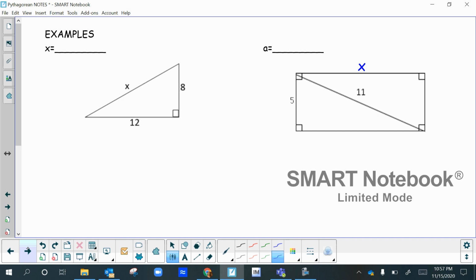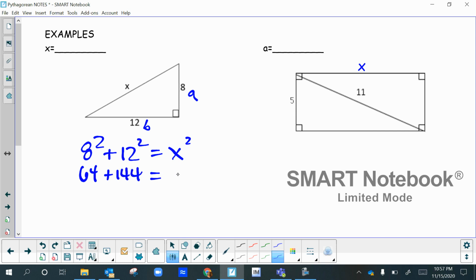Okay, so let's try some examples here. So if I'm going to solve for x, I'm going to use my Pythagorean theorem. I can let that be a and that be b. So it'll be 8 squared plus 12 squared equals x squared, or c squared. 8 squared is 64 plus 144 equals x squared.